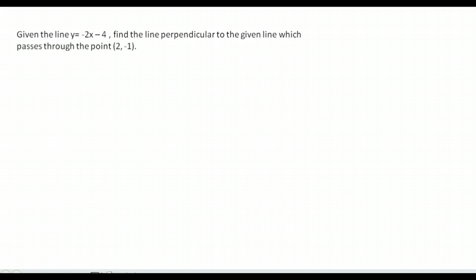Alright, welcome to this lesson. This lesson is on writing the equation of a line perpendicular to a given line.